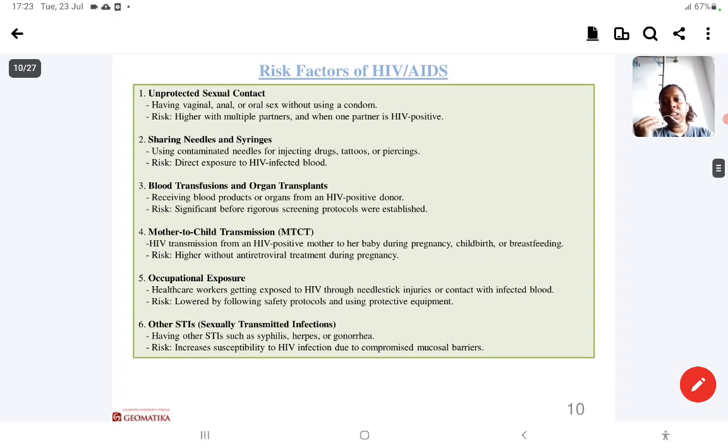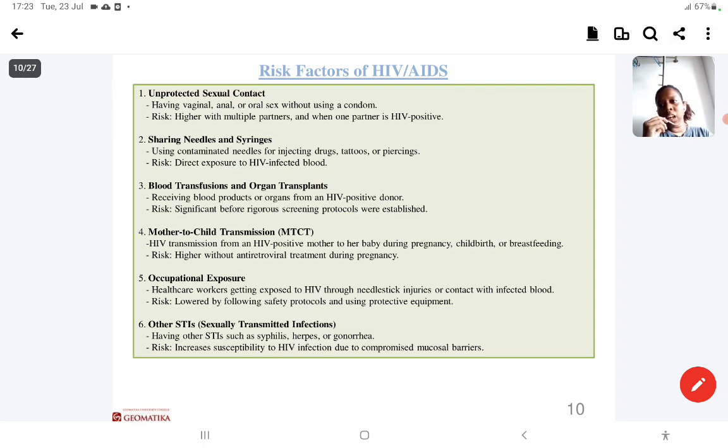Okay, this one is the risk factors of HIV/AIDS. The first one is unprotected sexual contact, having vaginal, anal or oral sex without using a condom. The risk is higher with multiple partners, or when one partner is HIV positive and transmits it to another partner. Next is sharing needles and syringes, using contaminated needles for injecting drugs, tattoos or piercing.